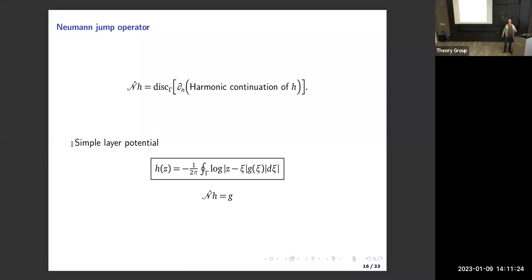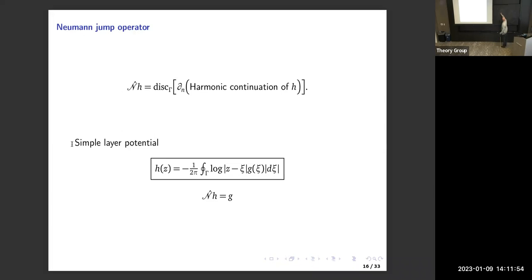Okay, so now it's a little bit boring, but let me list as briefly as I can the operators, and then the spectral determinants. The first one is called the Neumann jump operator. It has many different names. Sometimes it's called the Neumann to Dirichlet operator. Books have different names. And let me explain what it is.